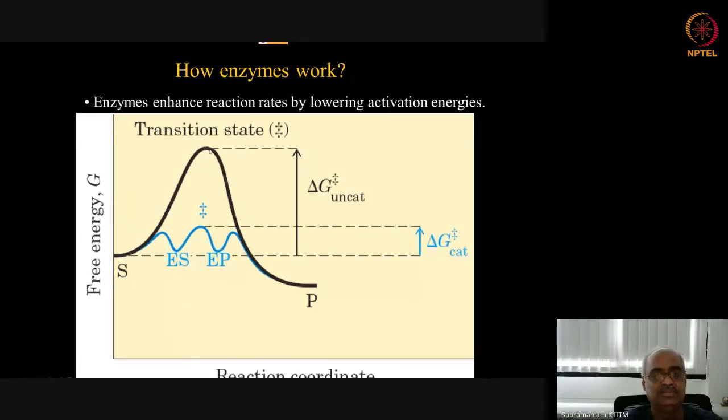Okay, so this is the delta G for the uncatalyzed reaction. This is the one for the catalyzed reaction. So that's the rate limiting step because that's the peak. So this rate limiting step is coming up in the next slide.